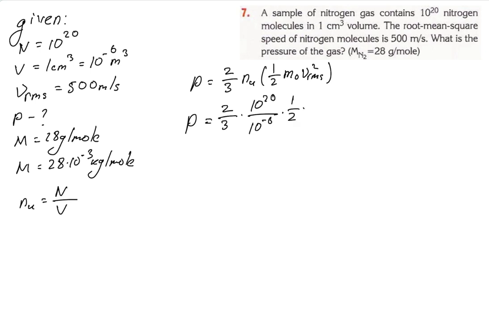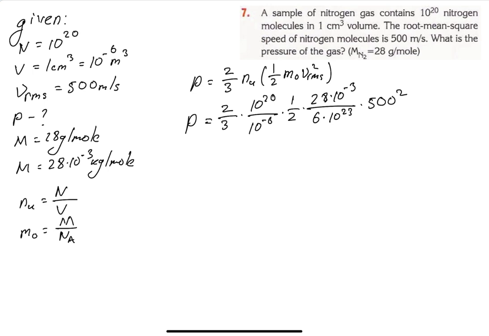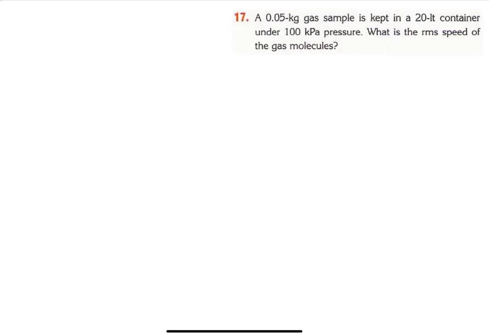Also, mass of one molecule is not given, but m0 can be found by dividing molar mass by Avogadro's number. So it is 28 times 10 to the power of negative 3 over 6 times 10 to the power of 23, multiplied by 500 squared. So if you calculate everything, you have to get 388.9 kilopascals of pressure.